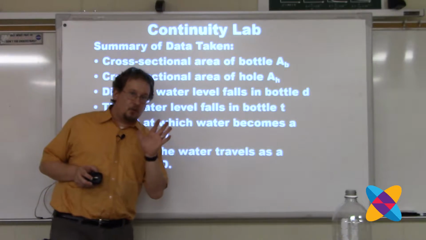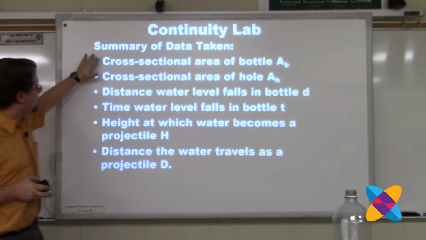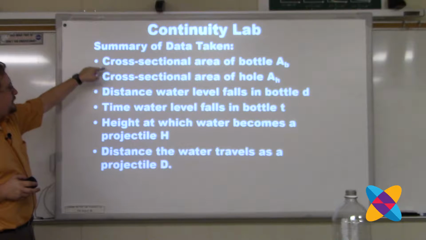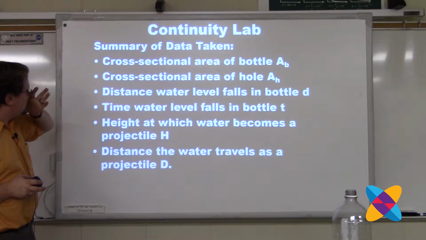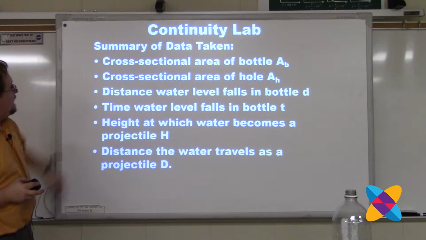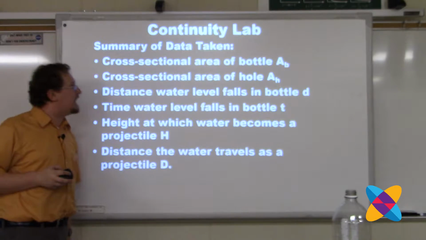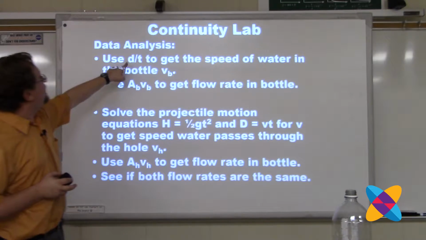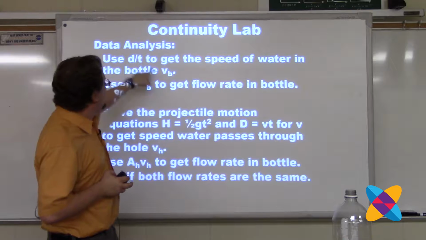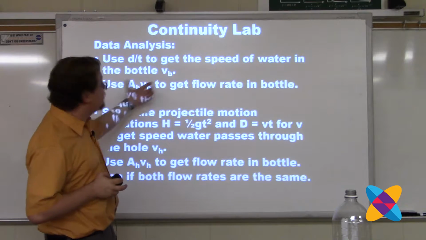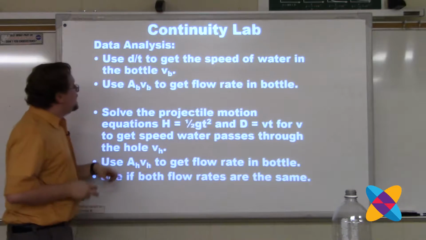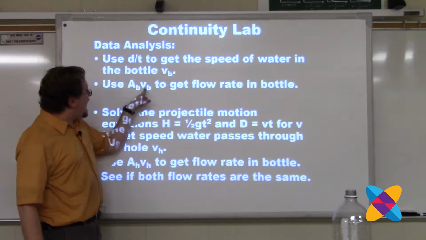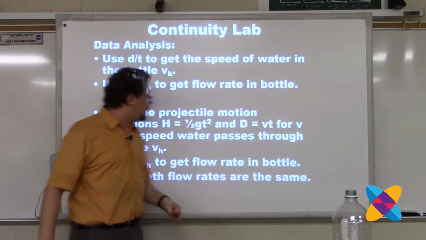All right, I'm going to give you one more look at the data that we're going to take. You notice I have symbols for each one. You could just pause the video and take this down if you wanted to. The students are going to use little d over t to get the speed of the water in the bottle, V in the bottle. They're going to use area of the bottle and velocity in the bottle to get the flow rate in the bottle.